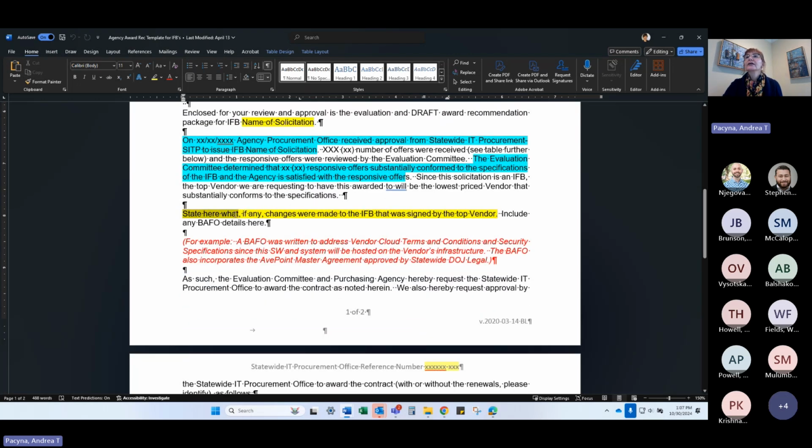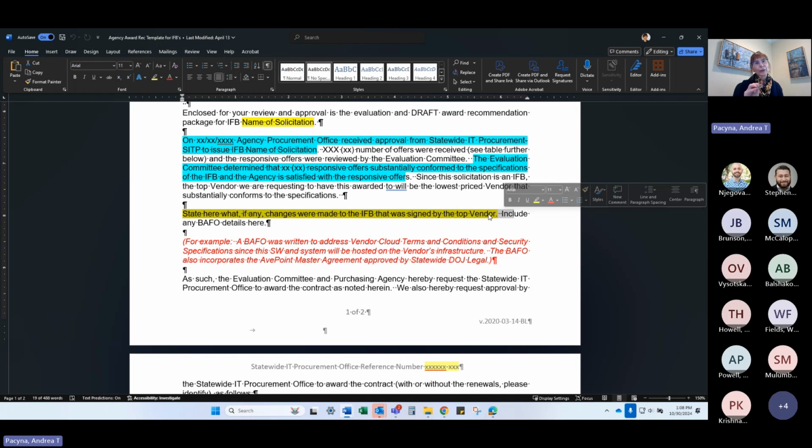Okay, state here what, if any, changes were made to the IFB that was signed by the top vendor. In other words, and this stands for RFQs too, if I'm getting an award recommendation for an RFQ, I want to know what kind of changes, if anything, were made from when we approved it to issue. Like, we had negotiations and they were on delays, liquidated damages, and so on.